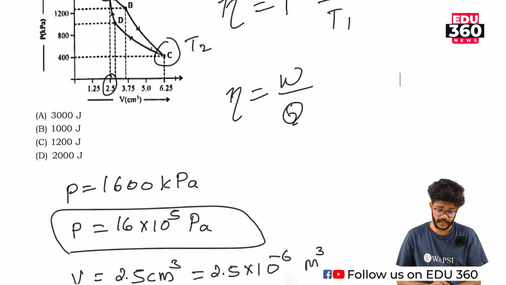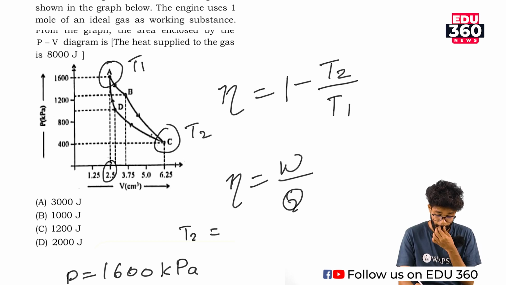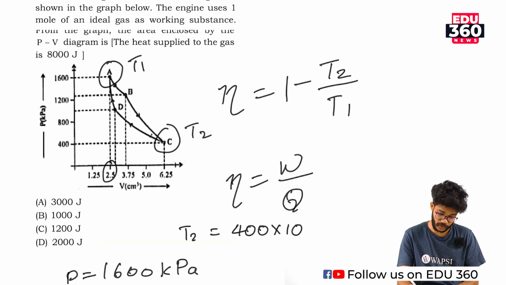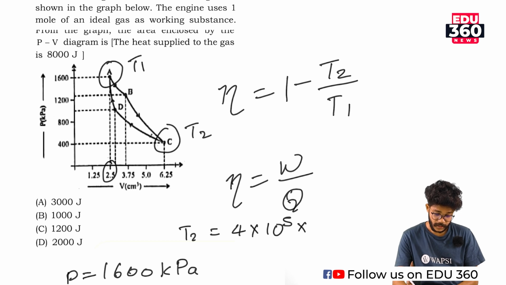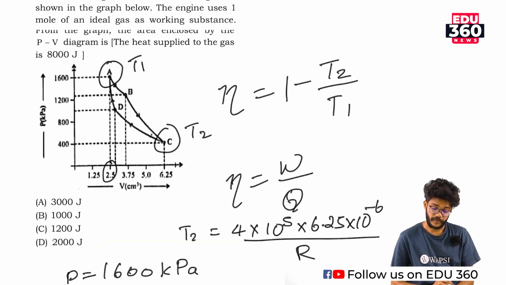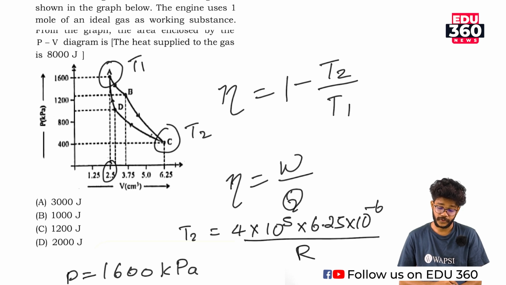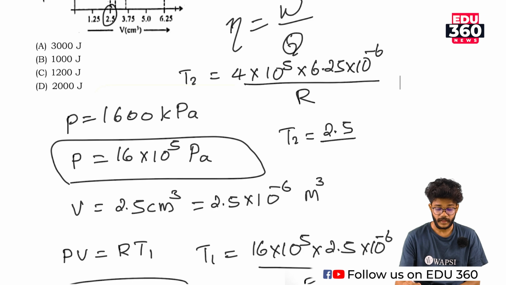Next I am going to find T2. T2 is the temperature at C. Pressure is 400 into 10 raised to 5 multiplied by the volume, which is 6.25 into 10 raised to minus 6, divided by R. 4 into 6.25: 4 into 6 is 24 and 4 into 0.25 is 1, so 24 plus 1 is 25. 25 into 10 raised to minus 1 is 2.5. So T2 is 2.5 by R.